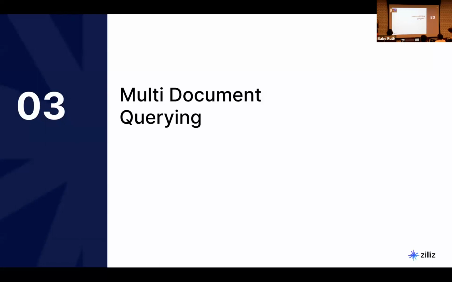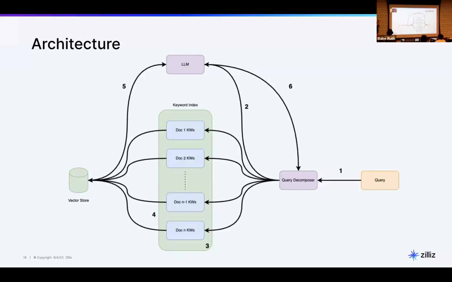Okay, so now I'm going to go over a quick architecture diagram. This is what a multi-document query architecture diagram looks like. I'm going to walk through this once, and then I'm going to walk through it again later in the code, okay? So step one is you have your query. You have some sort of question. What happens is you send this to some sort of query decomposition engine.